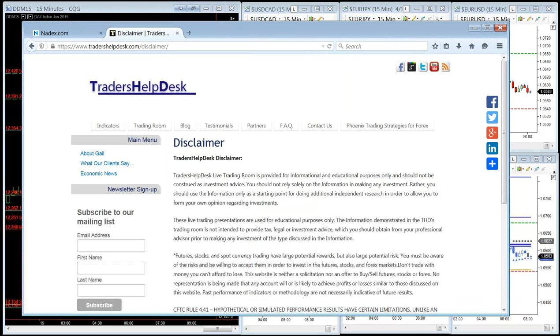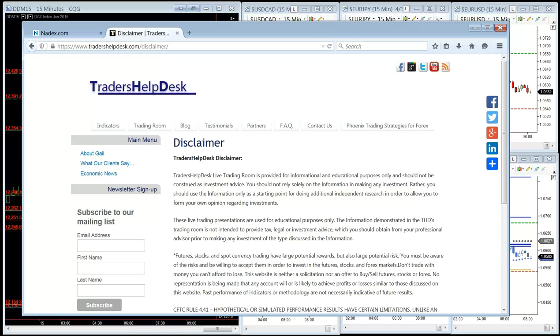This room is provided for informational and educational purposes only and should not be construed as investment advice. I don't know what your account size is, and I don't know what your risk tolerance is. Okay? So do not follow along with Gail. I don't endorse that policy. This is based on my own risk parameters, and I'm able to risk that and not jeopardize my financial well-being, okay? You cannot rely solely on the information that I am presenting to make any investment, okay?